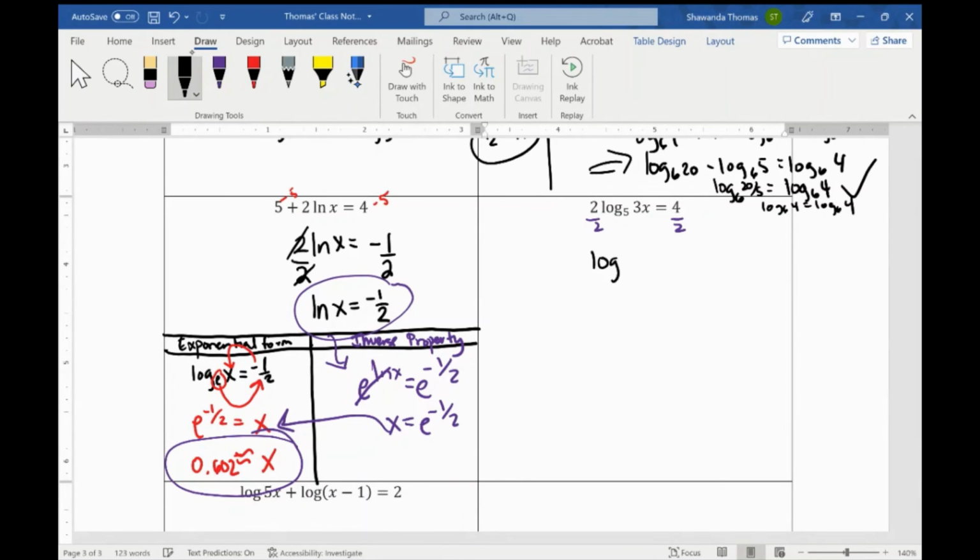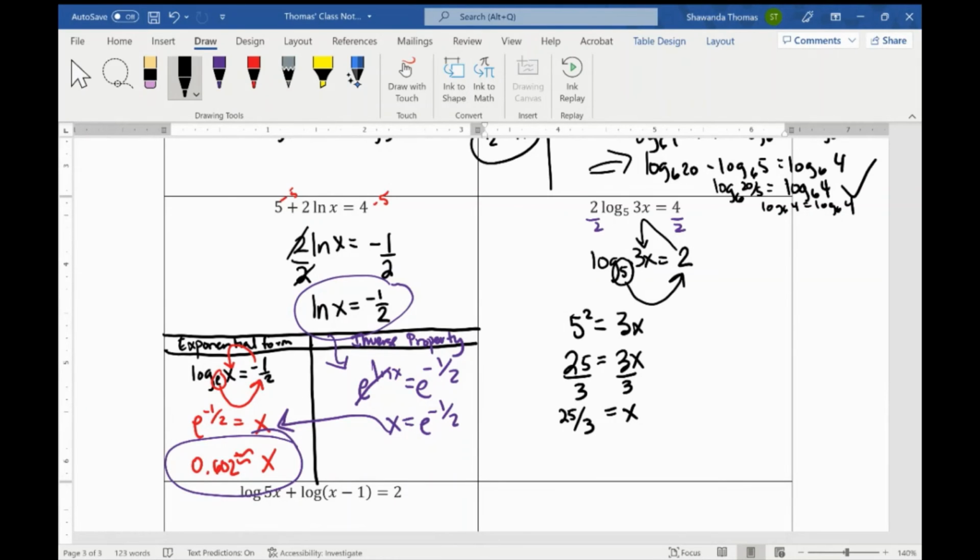Then we'll have log base 5 of 3x equals 2. And then again, I will use exponential form, change the logarithmic form to the exponential form. So 5 squared equals 3x. 5 squared is 25. And we can divide by 3 on both sides. We get x equals 25 divided by 3.